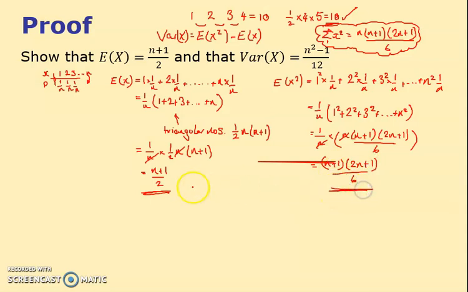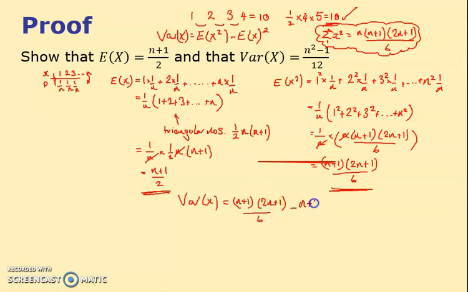Notice, by the way, I now have to do a little bit of work because I've got to do the variance of x, and as I've said, it's e of x squared minus e of x, all squared. Missed a squared the first time. So that's e of x squared, which is this thing, n plus 1, 2n plus 1 over 6.